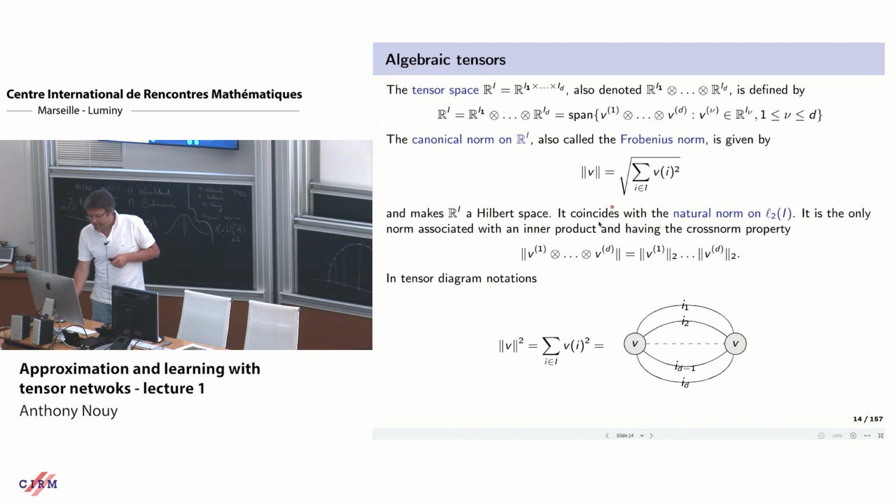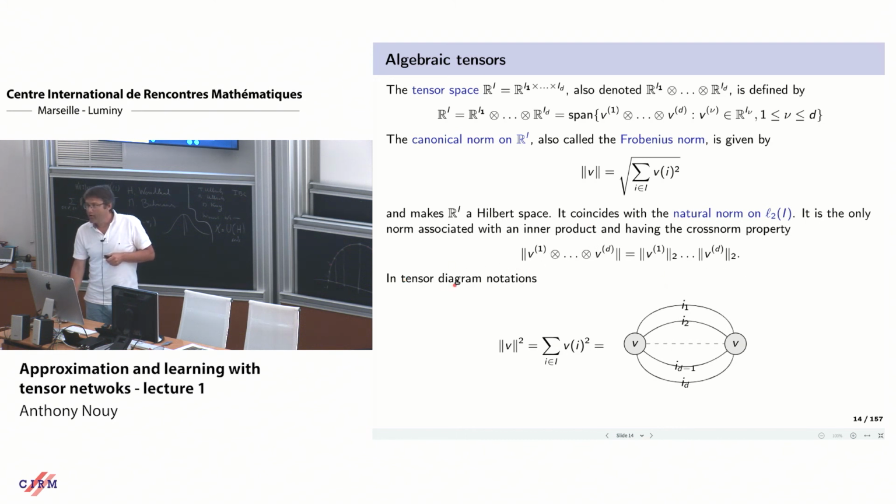This norm defined here, that we call the canonical norm, is the only norm associated with an inner product having this property here, that the norm of an elementary tensor product is the product of the norms of the individual vectors v1, v2, and so on. Okay, so I will come back to this property later.